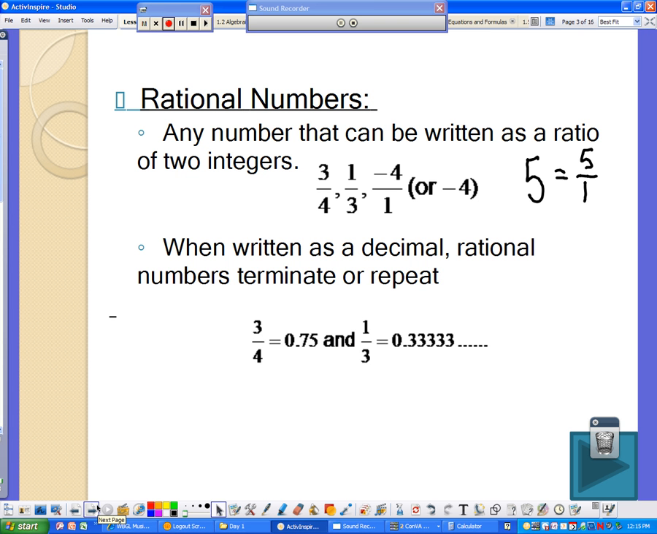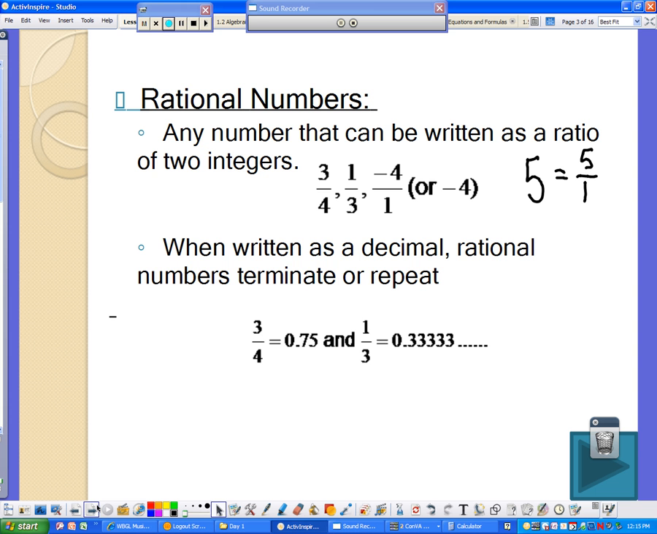Rational numbers are any numbers that can be written as a ratio of two numbers. So for example, 3/4, the ratio of the integer 3 and the integer 4, is written as 3/4. 1/3. Even whole numbers such as negative 4 can be written as a fraction, so negative 4 over 1. You could also use 5, which would be 5 over 1.